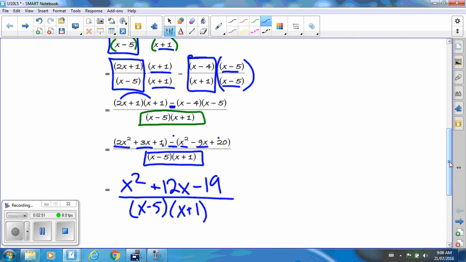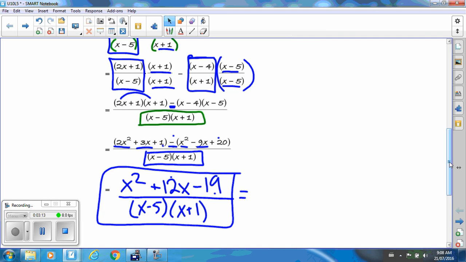Now at this stage, I'd have to see if this factors. It won't always factor, but it could. So I need to find two numbers that multiply to 19 and add to 12. Now 19's prime, so it's only divisible by 1 and itself. So there's nothing that's going to work for this. So it just stays as it is. This is my final answer because my numerator won't factor.